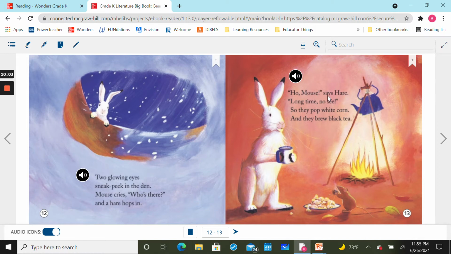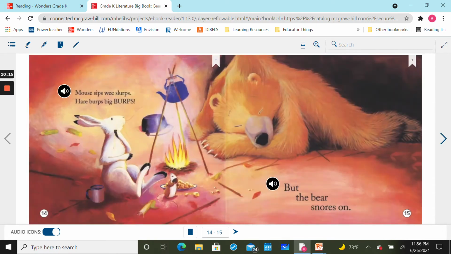"Ho, mouse," says Hare. "Long time no see." So they pop white corn and they brew black tea. Mouse sips wee slurps. Hare burps big burps. But the bear snores on.